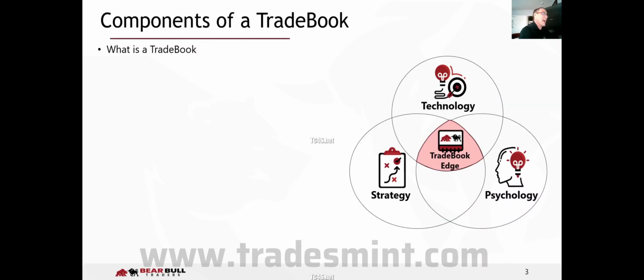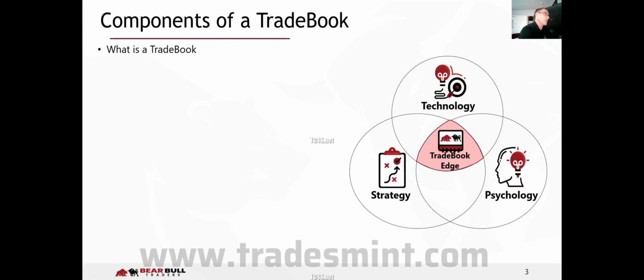It's where you combine everything that you know about trading into one document. That's your technology. It's what strategy you're going to trade, and it's your psychology. How do all three of those intermix and intertwine? And when you put that all together, that's the trade book. But what we really want to do, as you can see from this image, is get to that trade book edge. That is taking your trade book, which is your recipe for success, right? And making it your own.